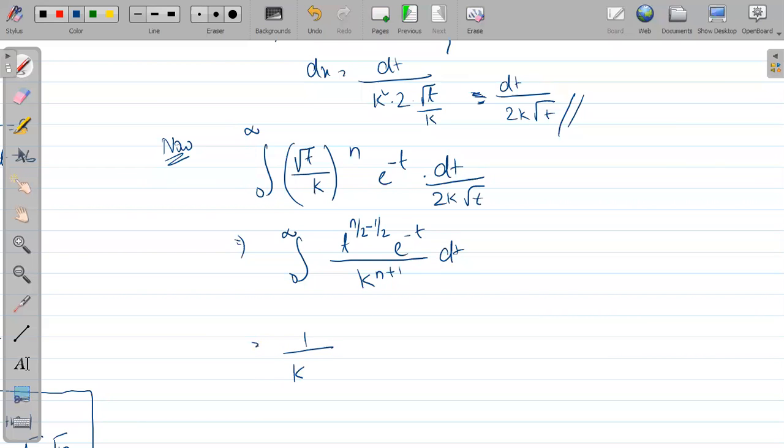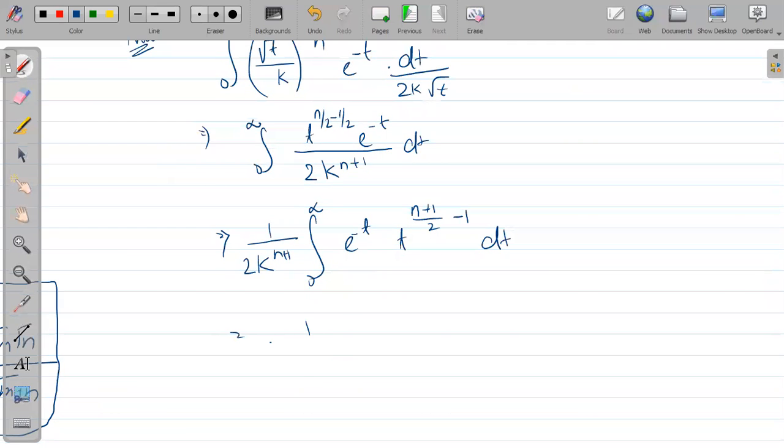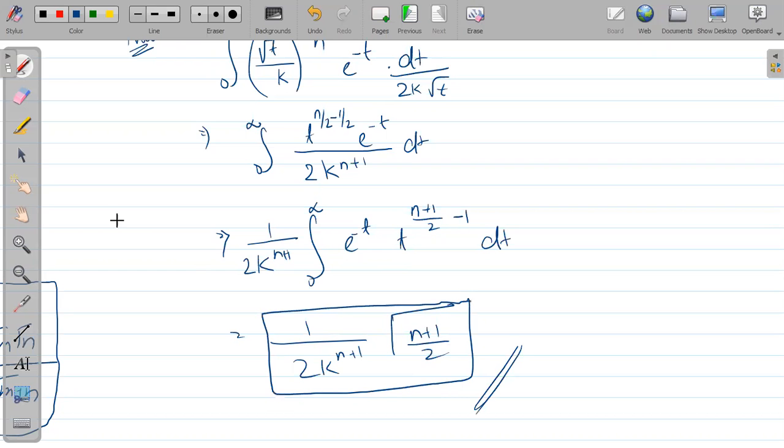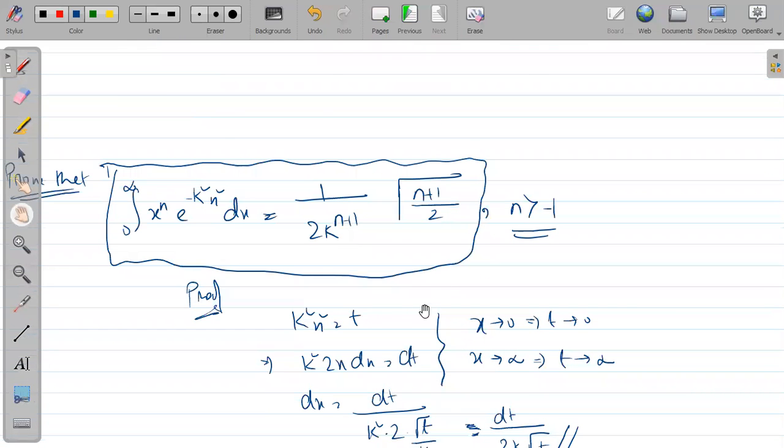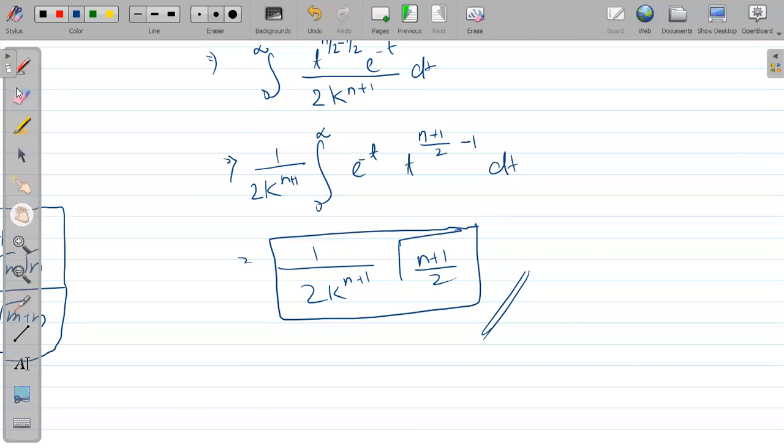Okay. This is 1 by k to the power n plus 1, and 2 is also there. 2 and k to the power n plus 1, I am taking as constant, outside of the integration. e to the power minus t is there, t to the power n plus 1 by 2, that is n by 2 plus 1 by 2, minus 1, we can write like this. Yes, correct. So it is nothing but 1 by 2 k to the power n plus 1, and see, if you observe, it is nothing but gamma of n plus 1 by 2. And hence it is proved. You can check it out.